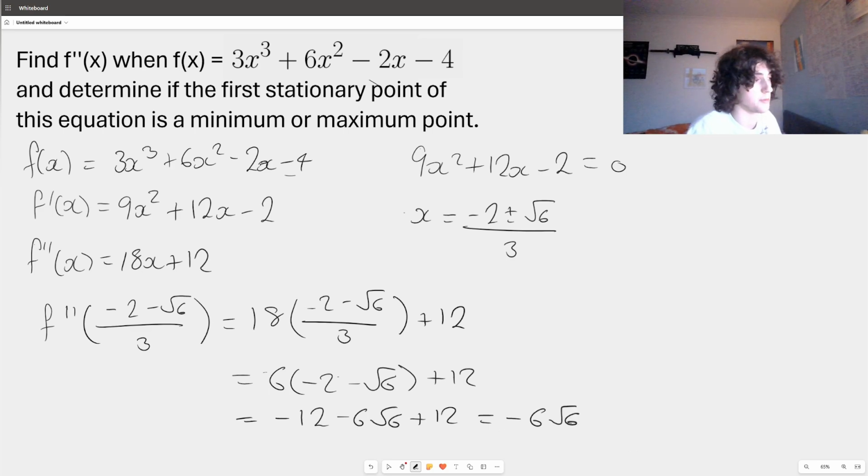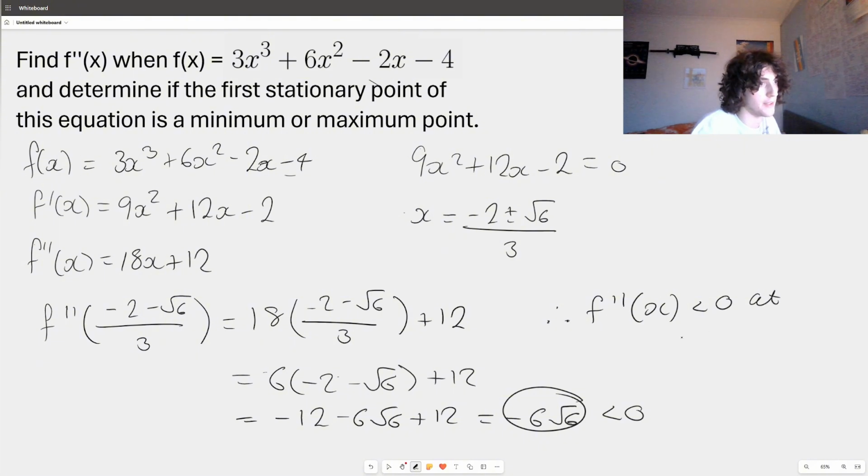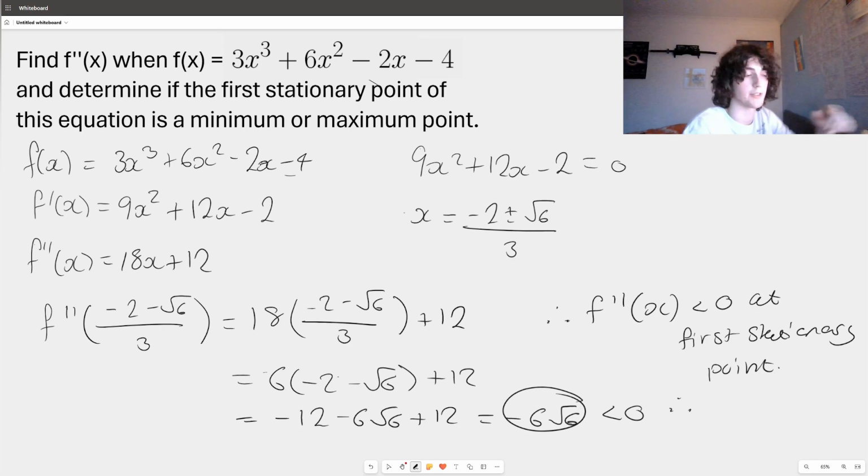So I didn't need a calculator to work that out, you can just do it in your head. And minus 6 root 6 is less than 0. Therefore, our second differential is less than 0 at the first stationary point. Therefore, since it is less than 0, we know that the gradient is decreasing, so this is a maximum point. Fantastic.